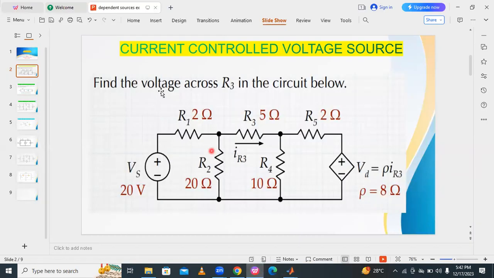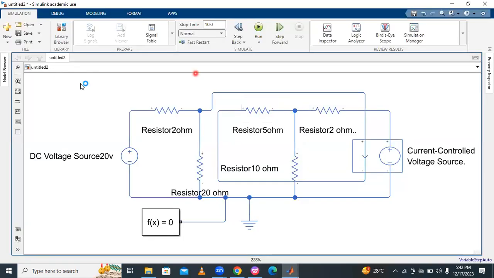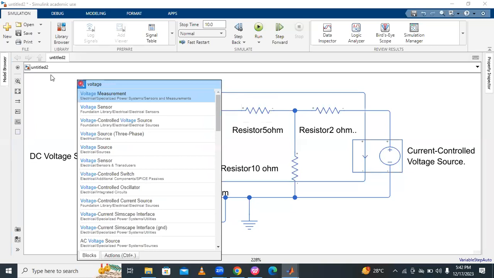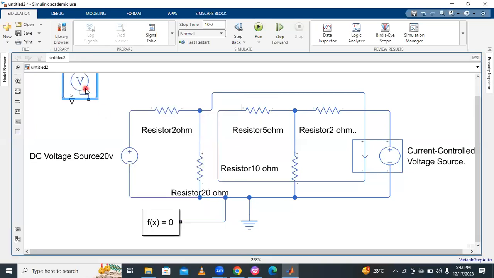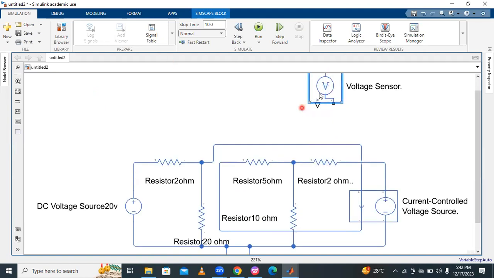Now find the voltage across R3 in the circuit. So where do we have to connect the voltage sensor? Where is R3? Here, R3. Voltage across the resistor R3. That's why one voltage sensor is required to measure the voltage. By using this voltage sensor, we can measure the voltage just like a voltmeter. It acts as a voltmeter.